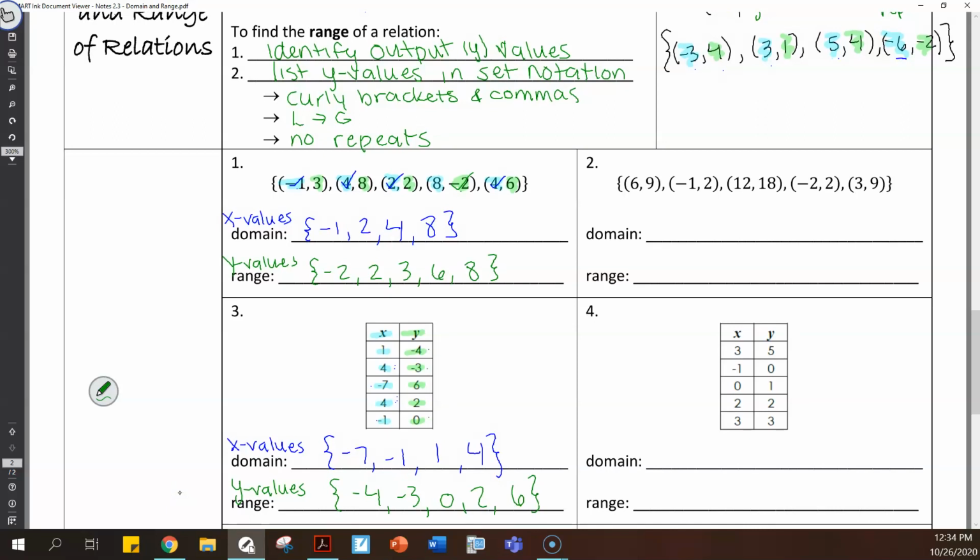Okay, go ahead and try number 2 and number 4. Pause the video. Go ahead and try to write the domain and the range of each of those, and then come back here and check your answers against my answers.